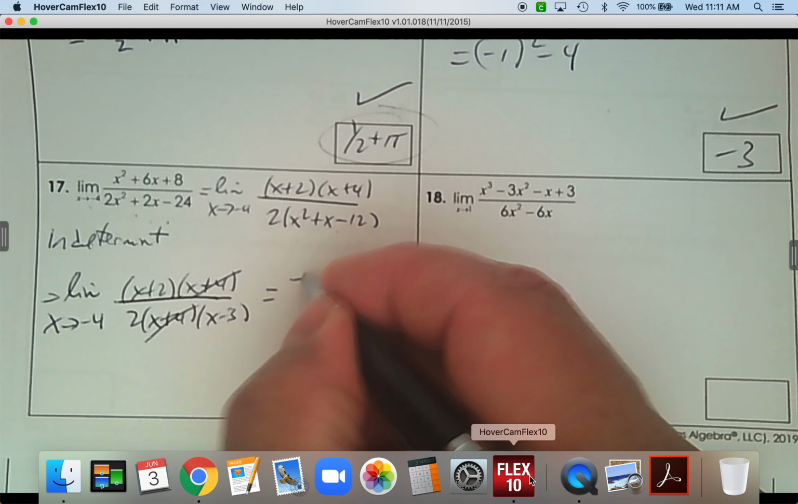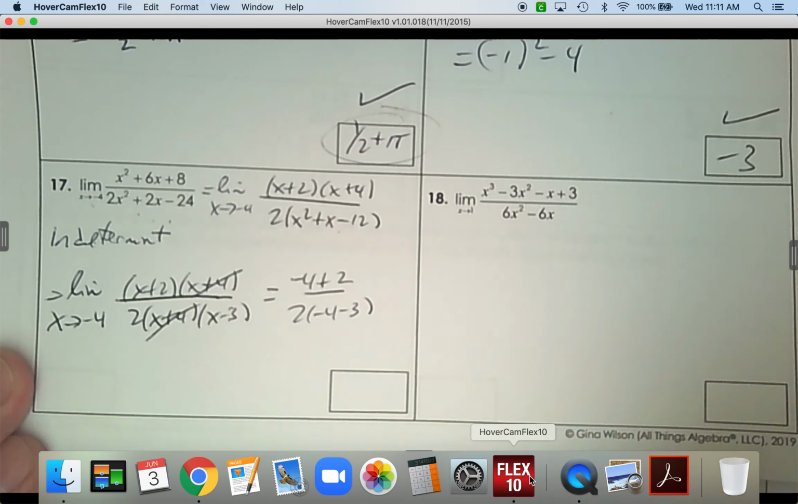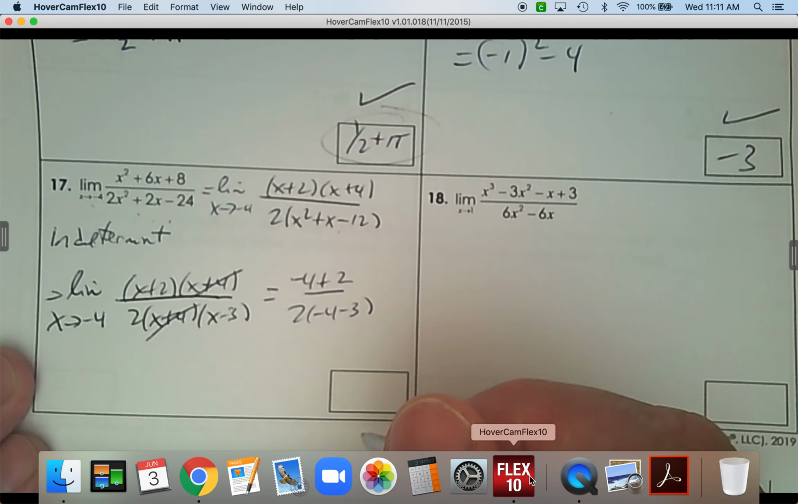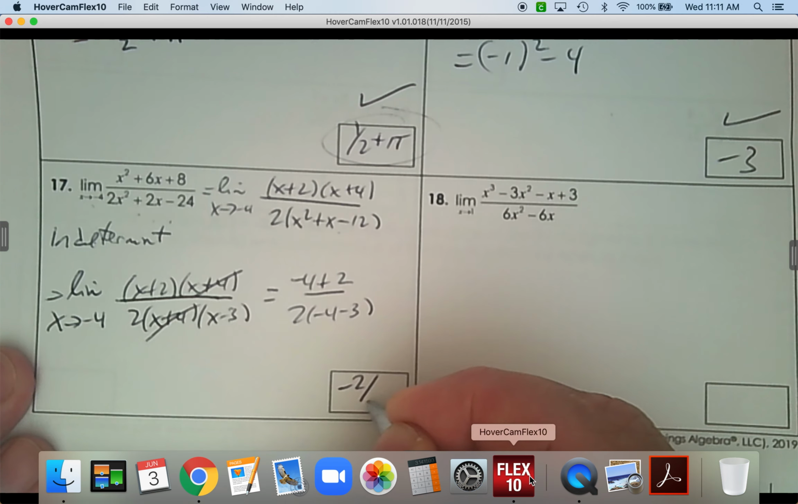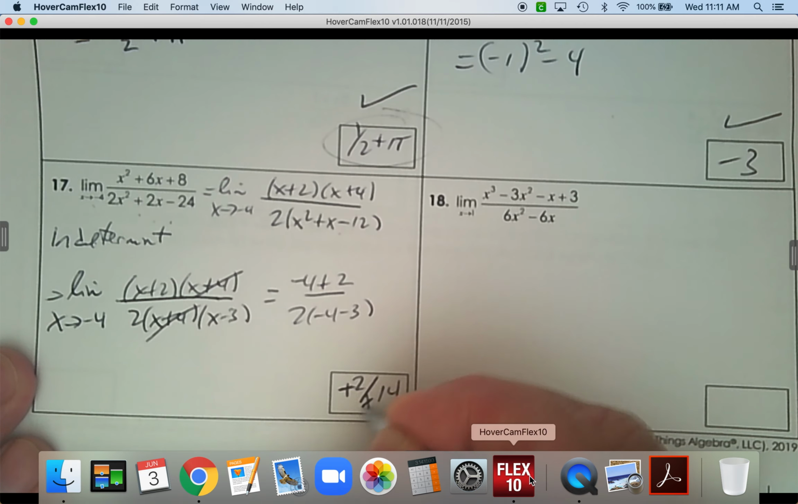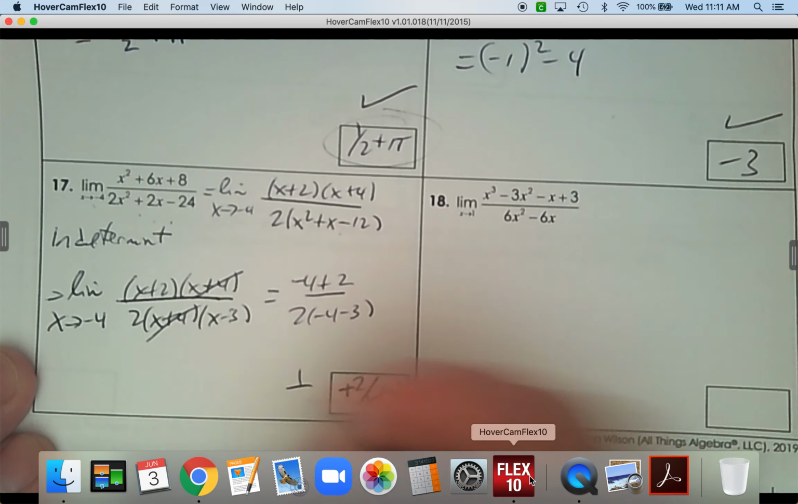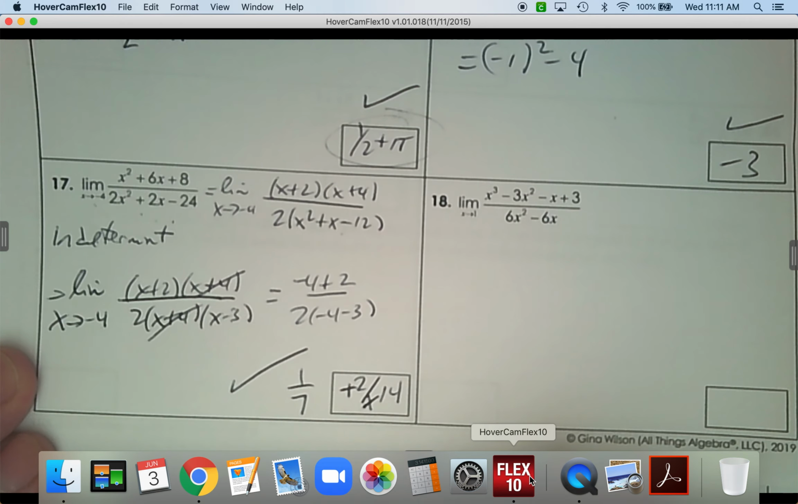So when you plug in negative 4, you end up with negative 2 over negative 14. And that's a great answer. Negative 2 and negative 14. You could also write that as a positive answer because it's a negative divided by a negative. You could also write the answer as 1 over 7. All of those are good answers. Give yourself a check mark.